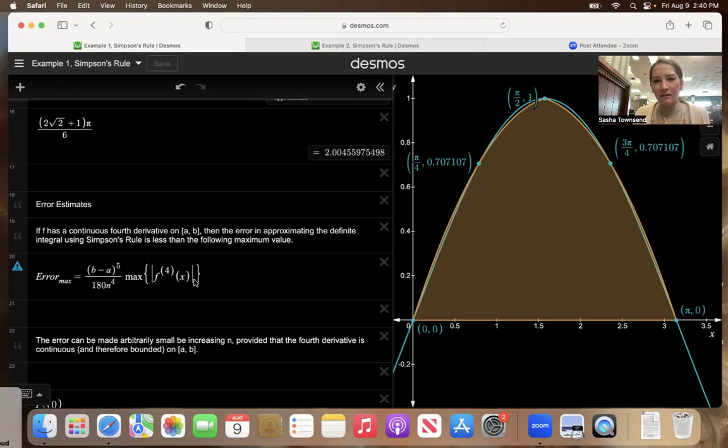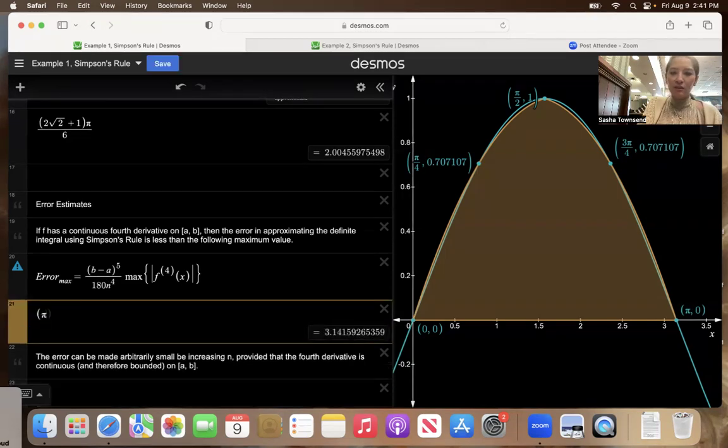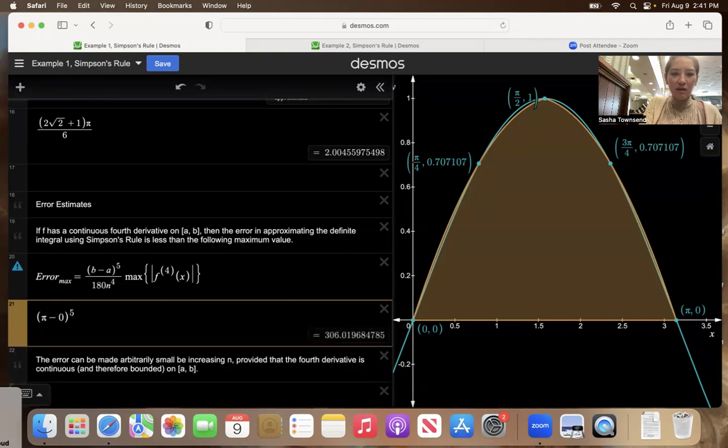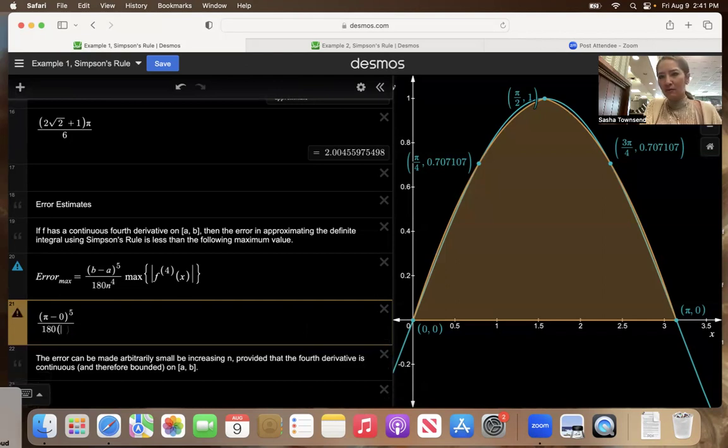Well, we're talking about the sine of x. If we take the derivative 4 times, we're going to get sine of x back, right? First derivative is cosine, second derivative is negative sine, third derivative is negative cosine, and then the fourth derivative, we're back to sine of x. So the maximum value of the sine function is just going to be 1, and our maximum error is just this b minus a to the fifth, which in our case, for this particular example, is pi minus 0 to the fifth. Then we divide by 180 times the number of subintervals.